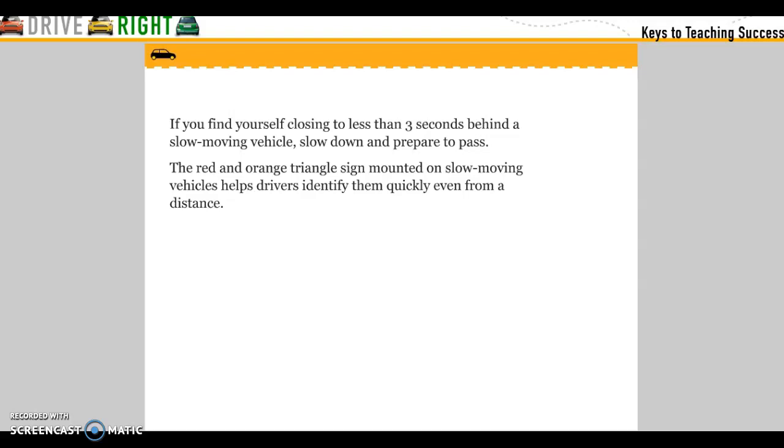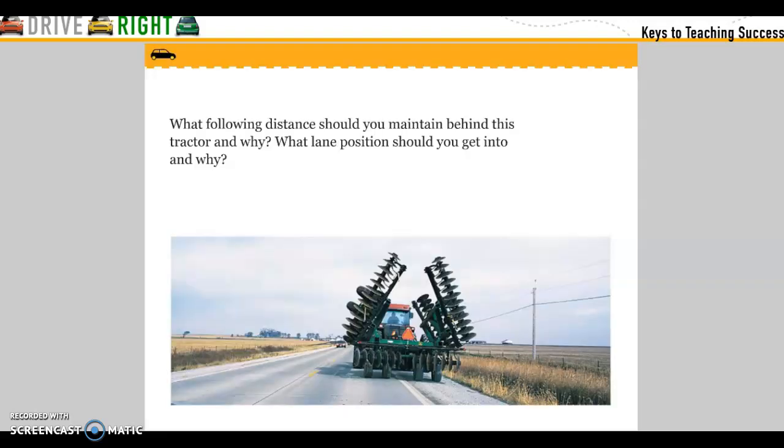If you find yourself closing to less than 3 seconds behind a slow-moving vehicle, slow down and prepare to pass. The red and orange triangle sign mounted on the slow-moving vehicle helps drivers identify them quickly, even from a distance. What following distance should be maintained behind a tractor, and why? What lane position should you get into, and why?